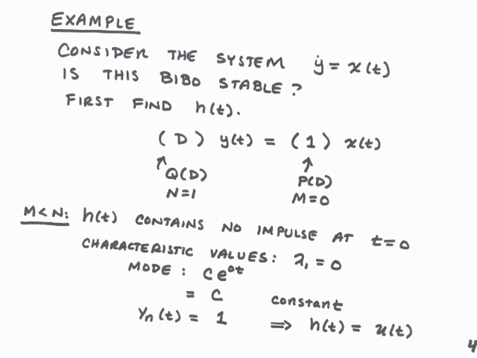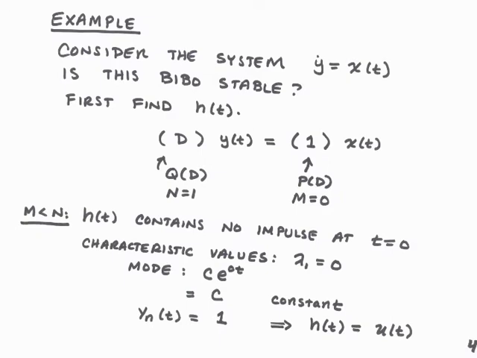So n is 1. And p of D is 1. The order of p of D is 0. So m equals 0. Now m is less than n, and h of t then will contain no impulse at time 0. Now the characteristic values are the roots of q of D, and q of D is equal to D, so its root is lambda 1 equals 0.